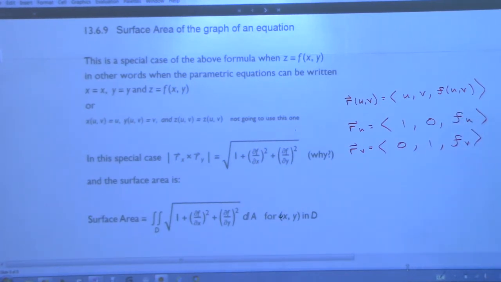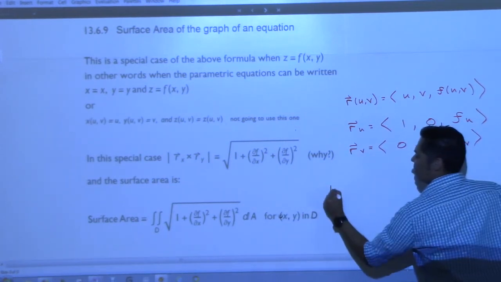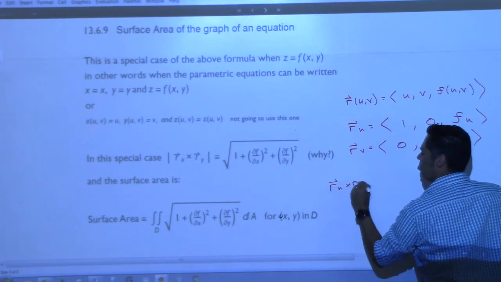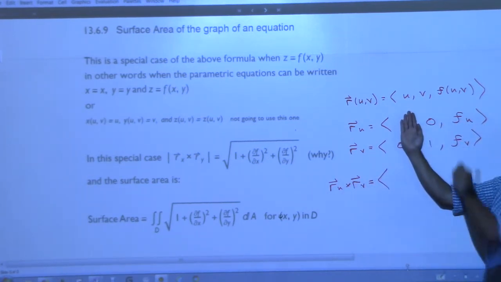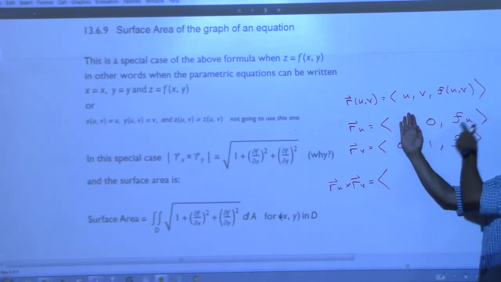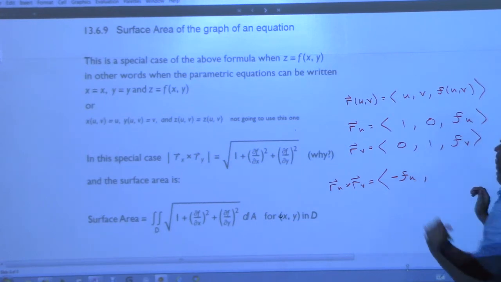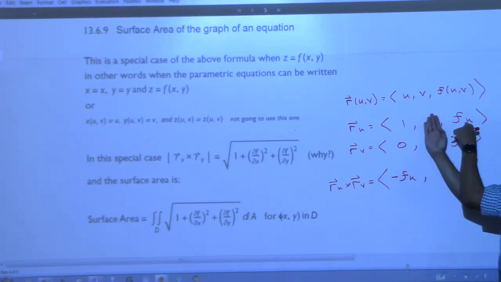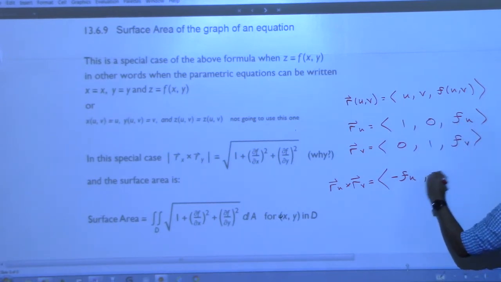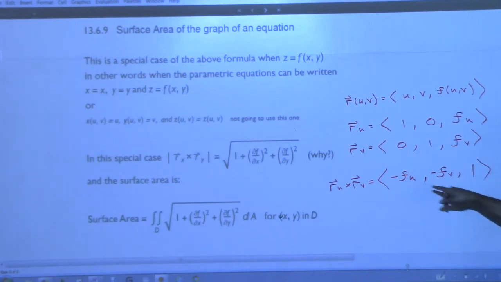And when you do the cross product now, what would we get? Partial of r with respect to u cross with partial of r with respect to v. We get a nice vector here, right? Cover this up, we get 0 and then minus that, so minus partial of f with respect to u. And then do the middle one, this one, and 0, right? But then change the sign. And then what about this last one? 1. Okay, that's the cross product.